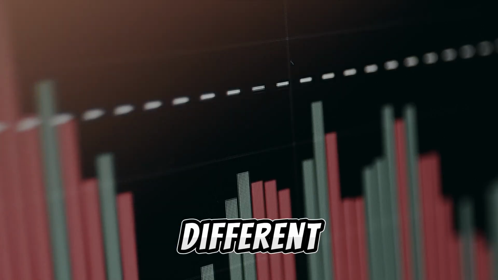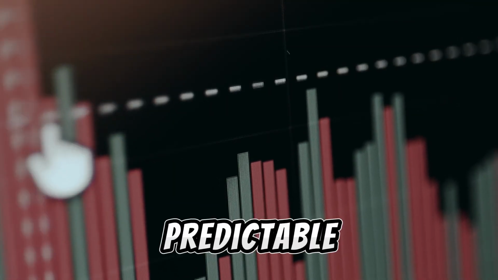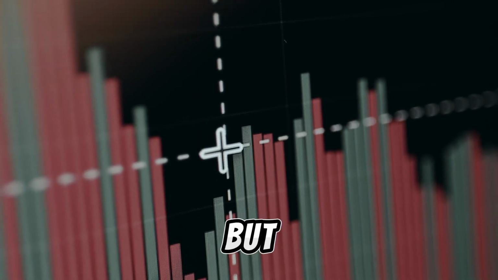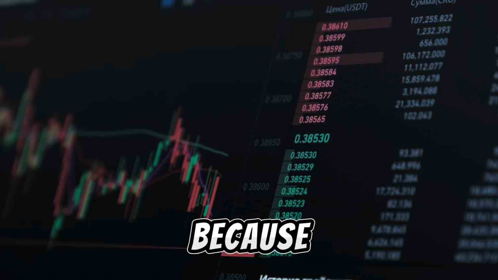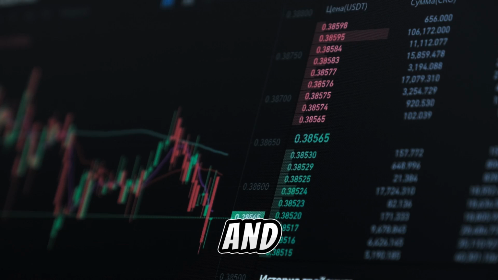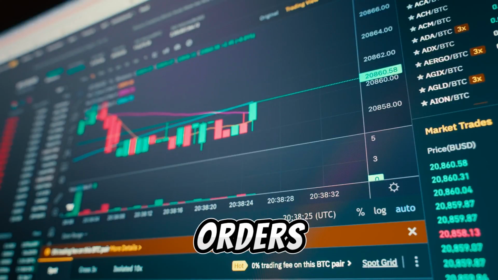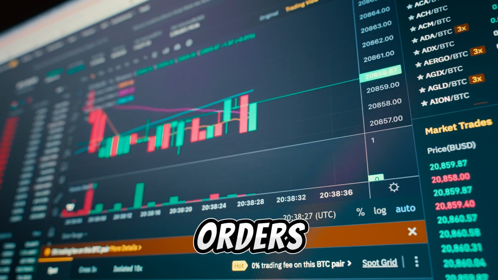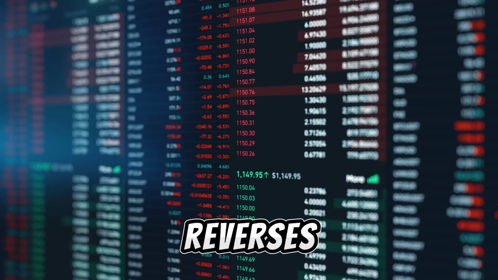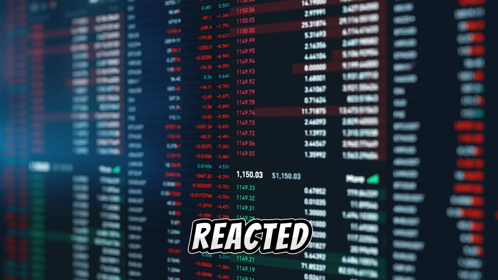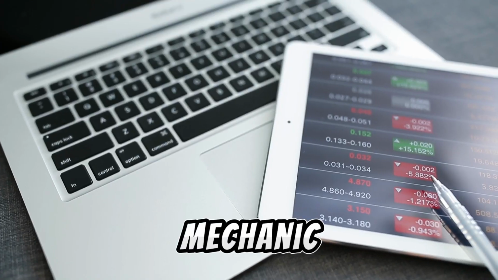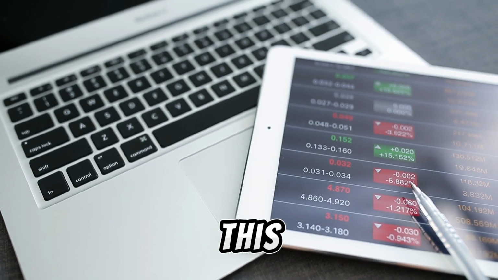Here's what makes it different from just a bad trade. It's predictable, not every time, but consistently enough to trade around, because the orders don't sit randomly, and neither does the move into them. Price is pushed into a zone where orders sit dense. Those orders trigger, and then price reverses, leaving the traders who reacted stranded. That's the mechanic. Everything else builds from this.